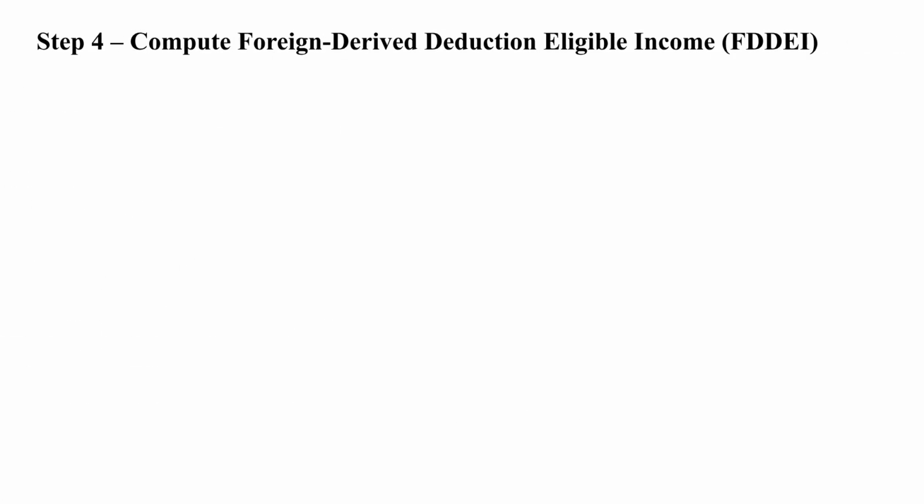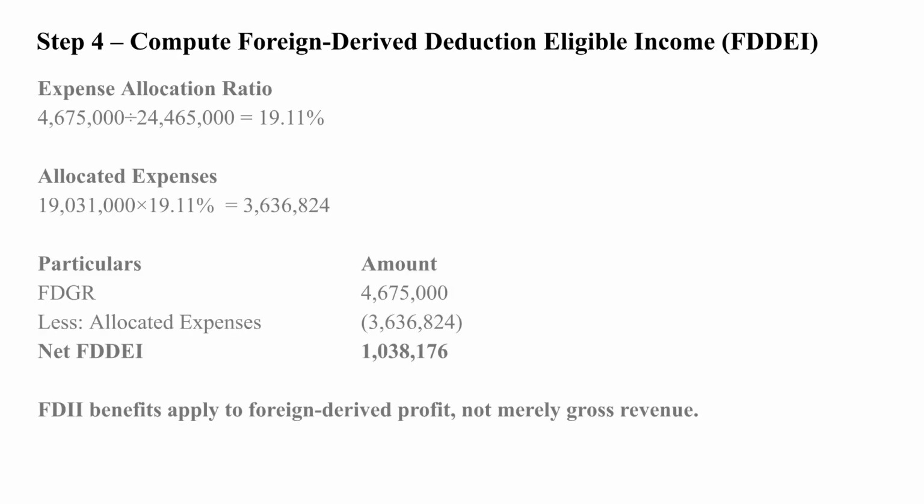Next, we determine foreign-derived deduction-eligible income, or FDDEI. At this stage, expenses must be allocated between domestic and foreign-derived activities. The objective is to determine how much profit is actually attributable to foreign customers. After allocating expenses, our FDDEI equals approximately $1.038 million. Notice that FDII benefits are based on foreign-derived profit, not merely foreign-derived revenue.